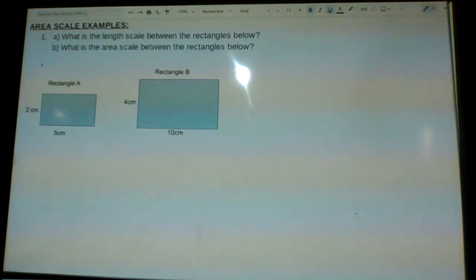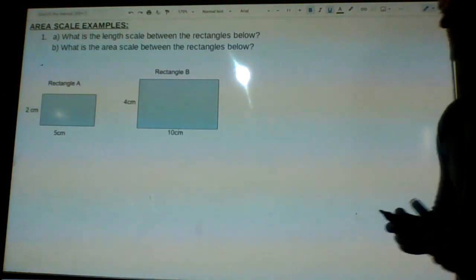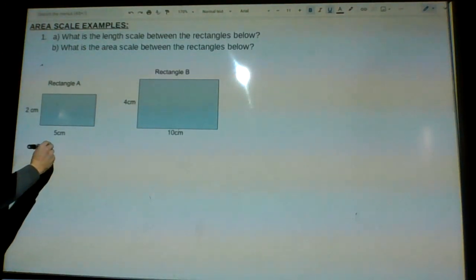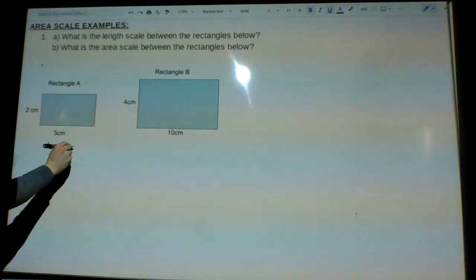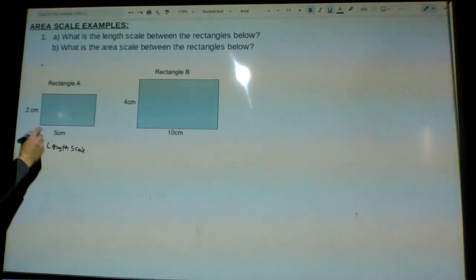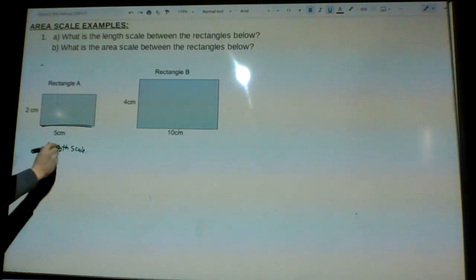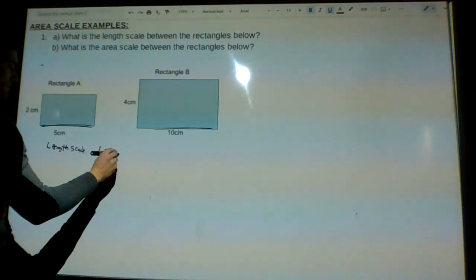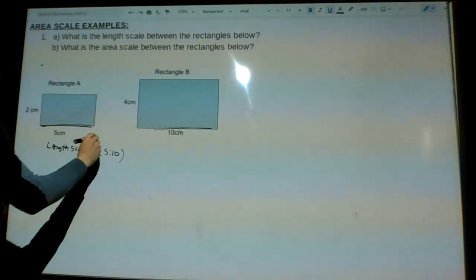All right, we're going to go through this next example. We are given two similar rectangles, and we're asked what is the length scale. The first one says, what is the length scale between these two rectangles? Let's start with that. So let's just compare the length scales. I'll just compare the length with the length. So this is a 5 to 10. So that was the lengths.